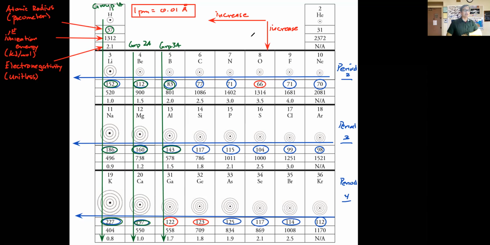Now let's analyze why this is the case. You've got to know the trend, identify it and remember it, but you also have to be able to explain it. I touched on an explanation for these trends already, and we talked about it a little bit on Friday. Let's take a look at it more closely.